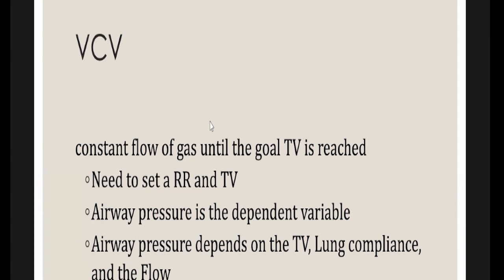So then I'm just briefly touching upon what volume control ventilation is. You have set up a volume on your ventilator, and there will be a constant flow of gas until the goal tidal volume is reached. You need to set a respiratory rate and a tidal volume on the ventilator so that the patient will get that respiratory rate. What happens is, when this tidal volume builds up in the lungs, the airway pressure will rise. So the only dependent variable is the airway pressure. Based on the tidal volume, the airway pressure will go up.